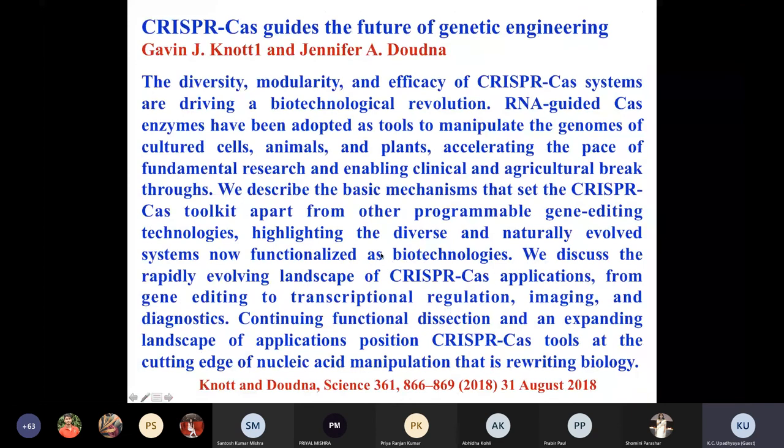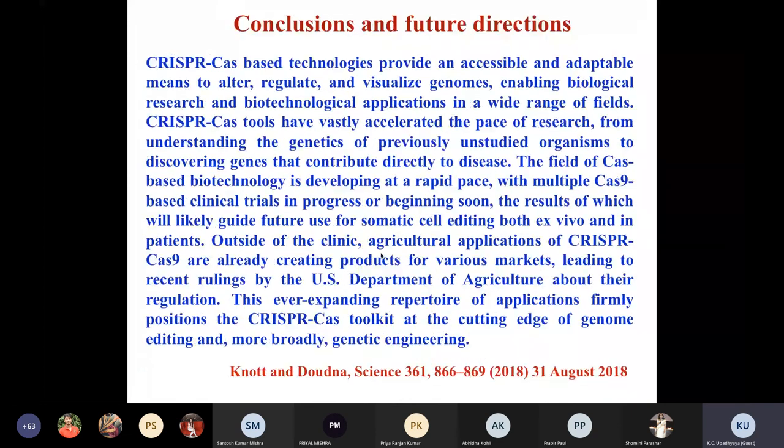CRISPR, this is a paper by Knott and Doudna in Science in 2018. CRISPR-Cas-based technology provided accessible, adaptable means to alter, regulate, and visualize genomes, enabling biological research and biotechnical applications in a wide range of fields. CRISPR-Cas tools have vastly accelerated the pace of research, from understanding the genetics of previously unstudied organisms to discovering genes that contribute directly to disease.